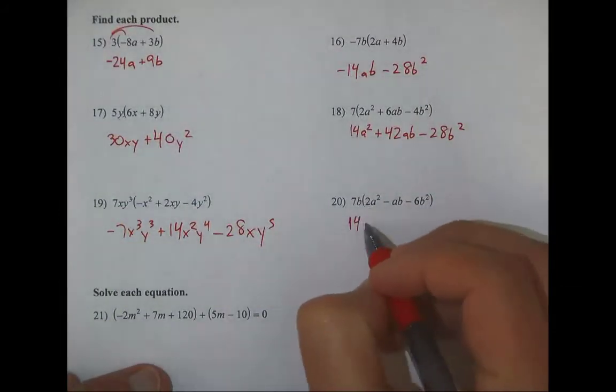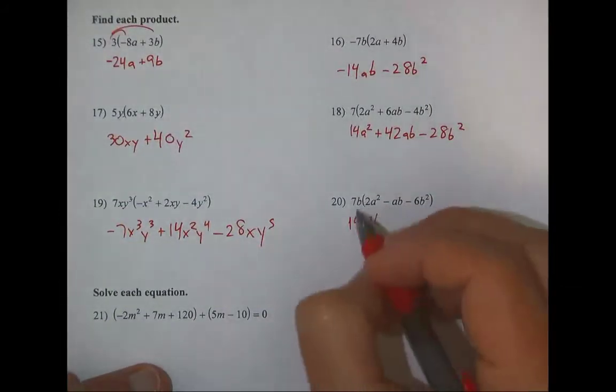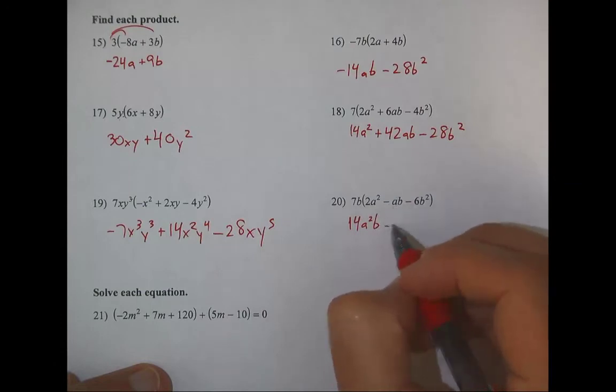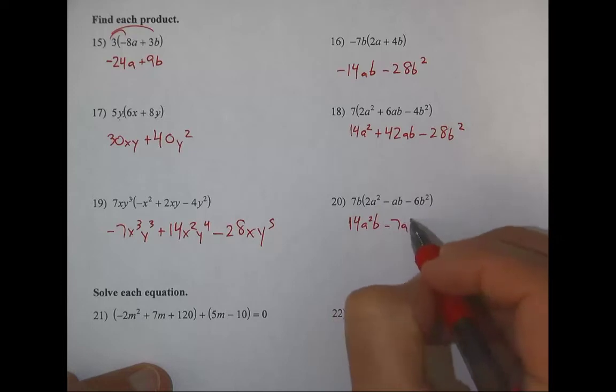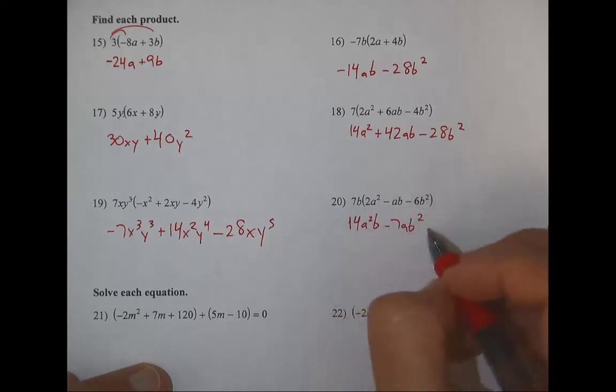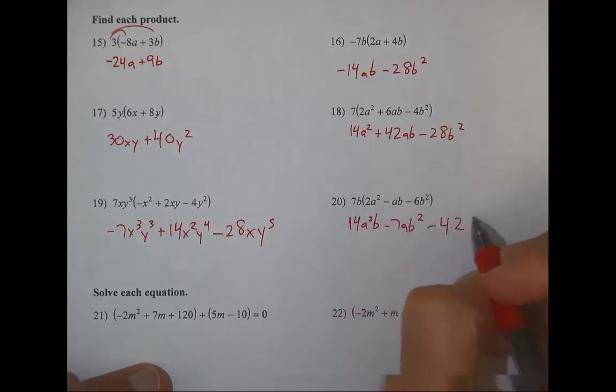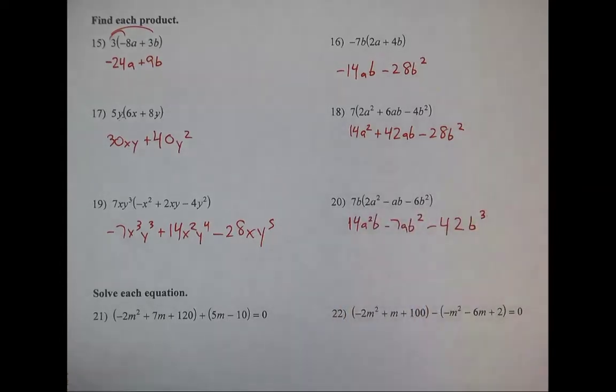14, these are different, so a squared b. Multiply here, it's going to be a negative 7. The a is just going to stay, and the b become b squared. Minus 42. The b's combine to make b to the third.